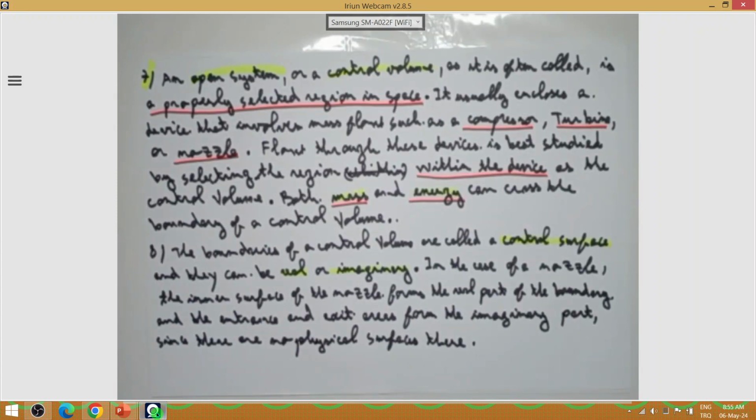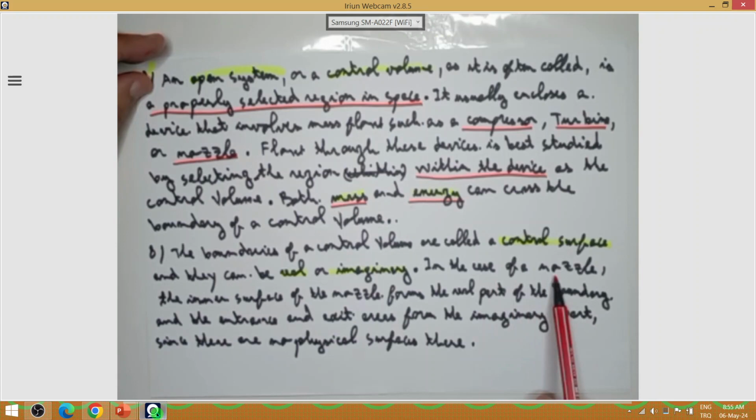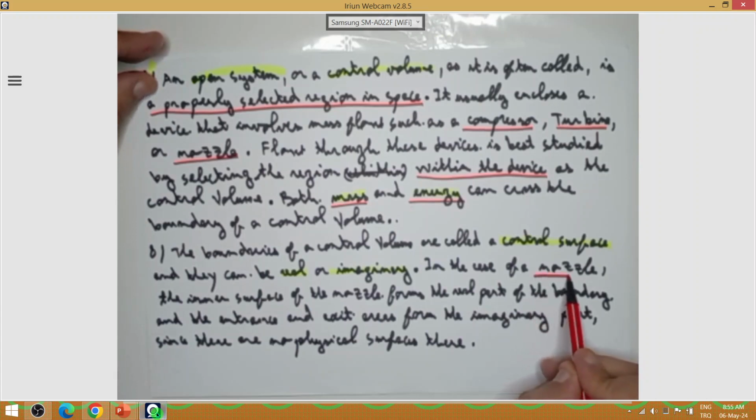So here we can say that the boundaries of a control volume are called a control surface, and they can be real or imaginary. We will see the meaning of real boundary and imaginary boundary in the example. In the case of a nozzle, the inner surface of the nozzle forms the real part of the boundary. We'll see what a nozzle is in the example.